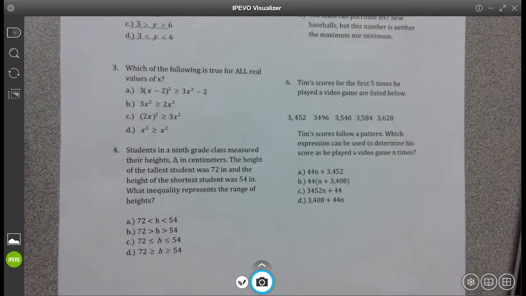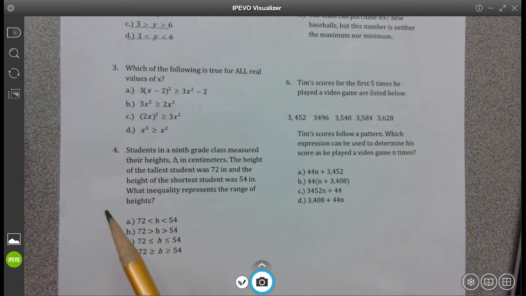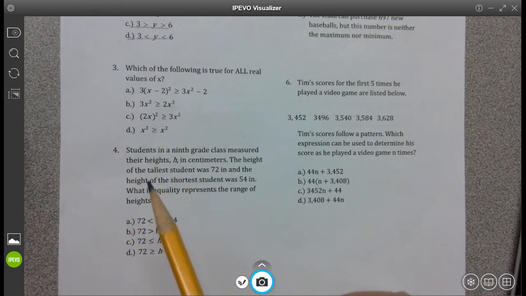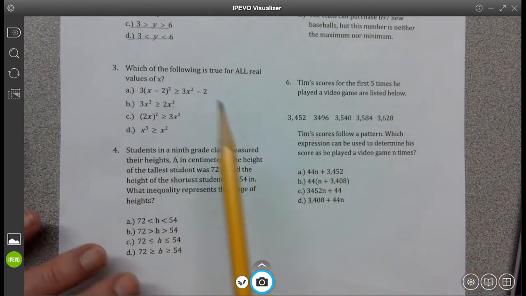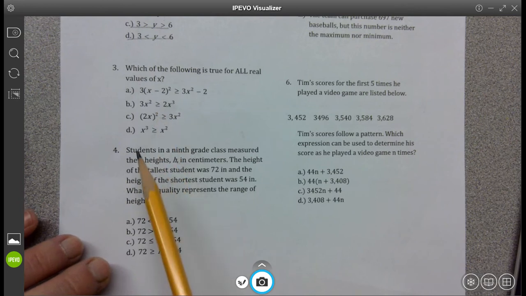It says, which of the following is true for all values of x? Meaning, if I put any x value in here, which one will make it true? So I usually try 3 types of scenarios. If I put in positive numbers, will it work? If I put in negative numbers, will this hold true? And when I put in 0. So if I put 0 into all of these, I believe they all work.